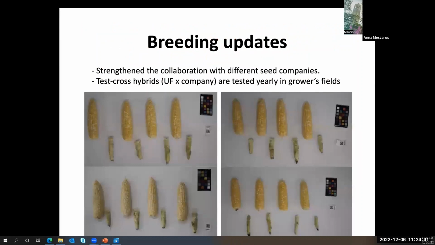On the breeding side, it was a great year for us to strengthen the collaboration with some of the seed companies with which in the past we had not collaborated as closely. So the UF breeding program continues to be an inbred development program. So we develop parents that can then become inbreds that can become parents in commercial hybrids if successful.